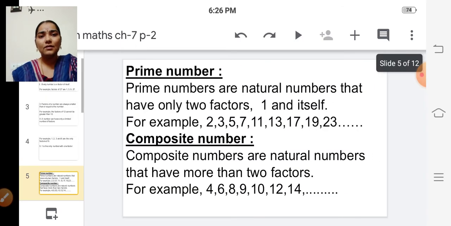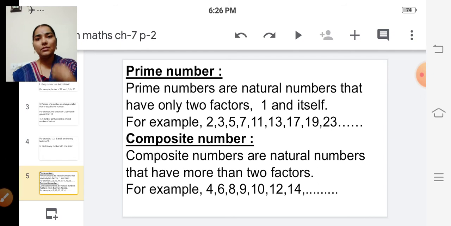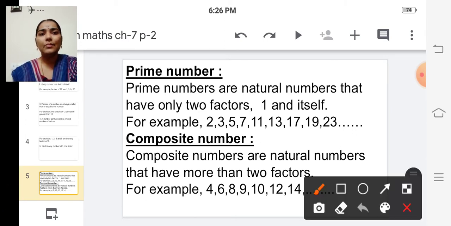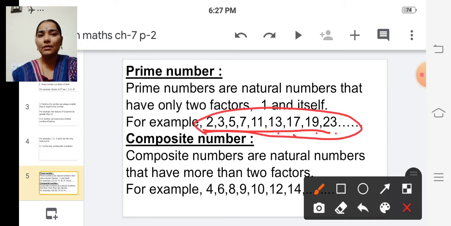Next we will see what a prime number is. Prime numbers are natural numbers that have only two factors, 1 and itself, isn't it? See the examples. These are prime numbers: 2, 3, 5, 7, 11, 13, 17, 19, 23. These prime numbers have only two factors, 1 and the number itself.